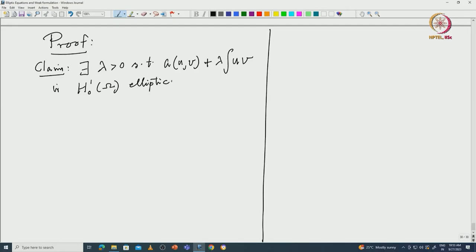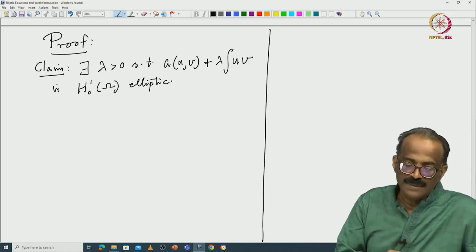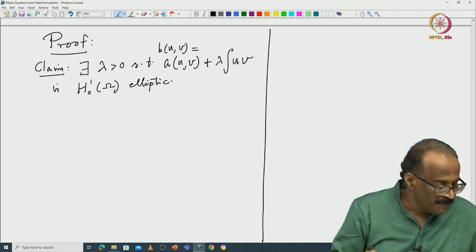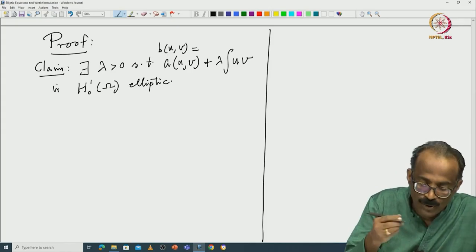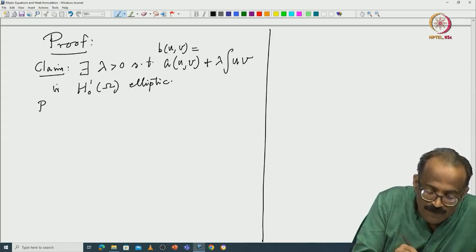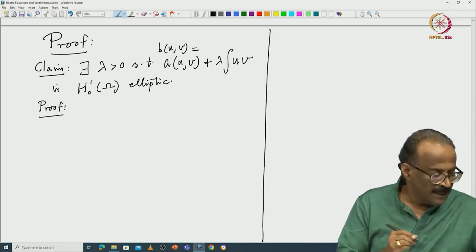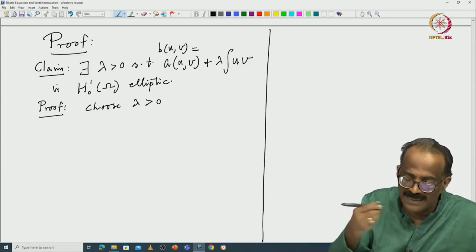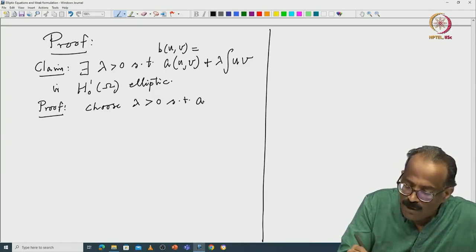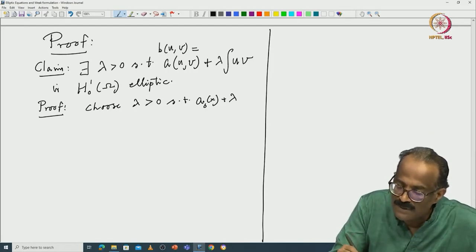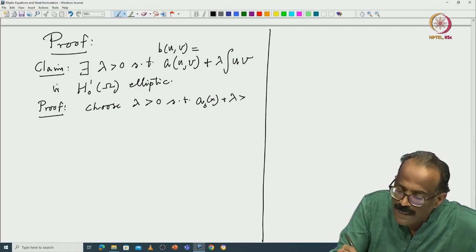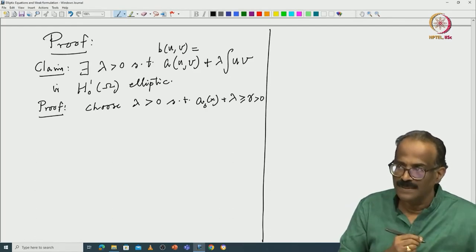So you can put a very heavy zeroth order term to prove that this bilinear form, b(u, v) equal to a(u, v) plus lambda uv, is H1 naught elliptic. So the first step is the proof of this claim. So choose lambda positive, because a naught is a bounded function, such that a naught of x plus lambda, you can add a large enough lambda. This is away from 0; a naught need not be, but it is in L infinity, so you can put a positive quantity bigger than that. So this should be greater than or equal to some gamma positive. This you can do.